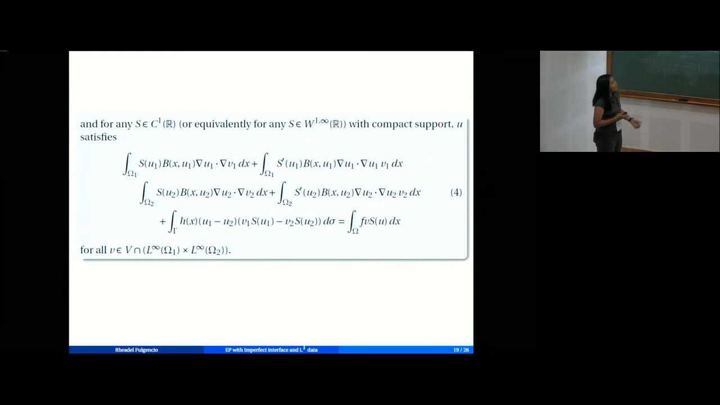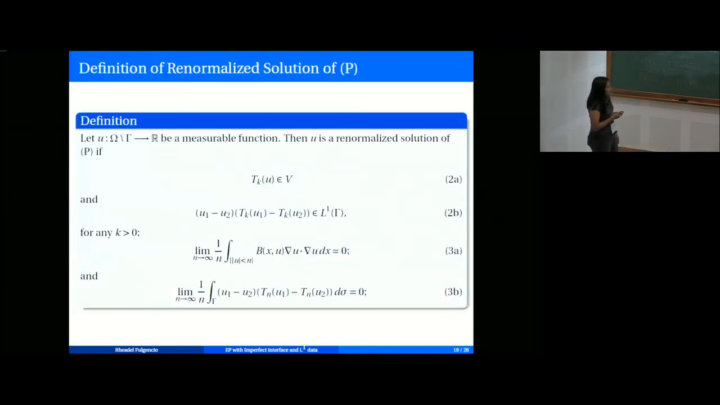So usually, for the renormalized framework, we don't have the jump of the solution on the interface. So we don't have the integral on the interface. So now that we have the jump, we have to make sense of this integral. And this was achieved by adding this regularity condition, that U1 minus U2 times Tk of U1, Tk of U2 is in L1 of gamma.